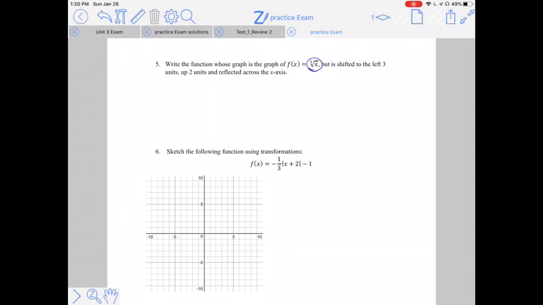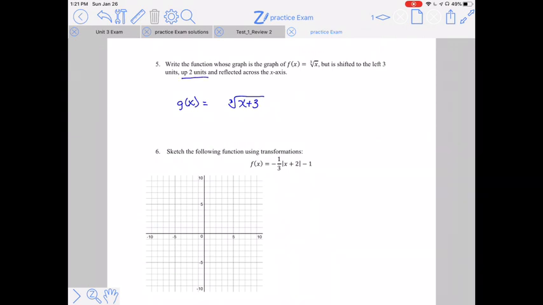So the parent function is the cube root of x. So we need to write a different function. I'm going to call g of x. So cube root of x, and then it's been shifted to the left 3 units. If it's moving left or right, a horizontal transformation occurs inside the function. So I'm going to put an x plus 3 inside the function, because anything that occurs inside the function moves the graph left or right.